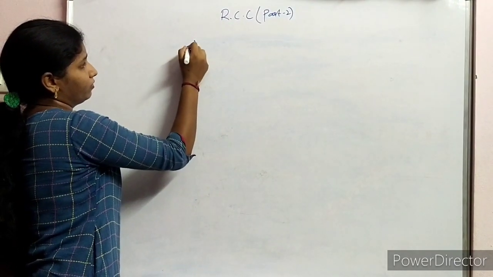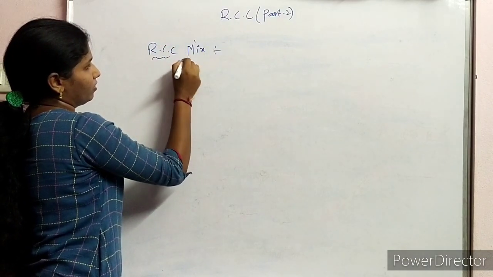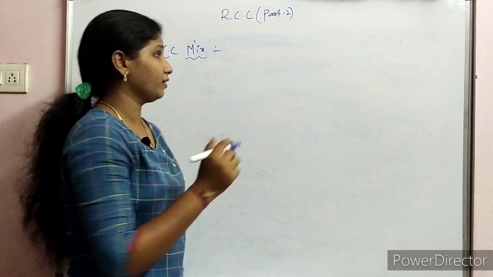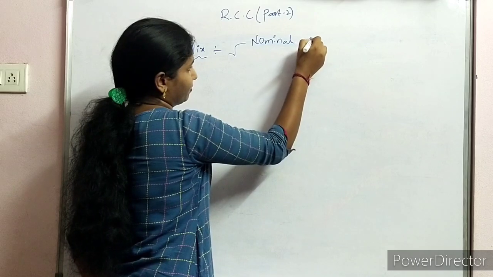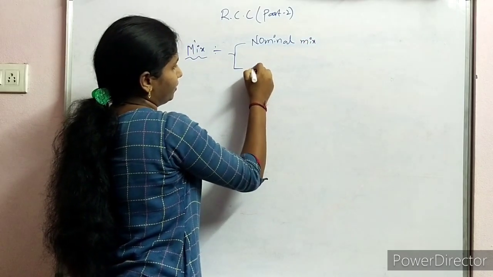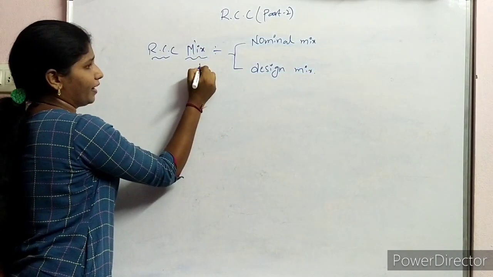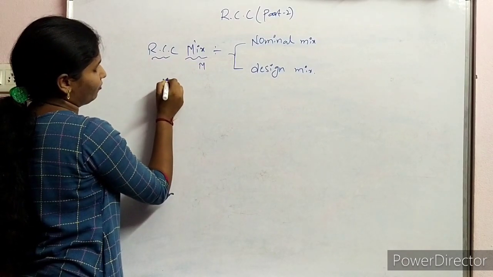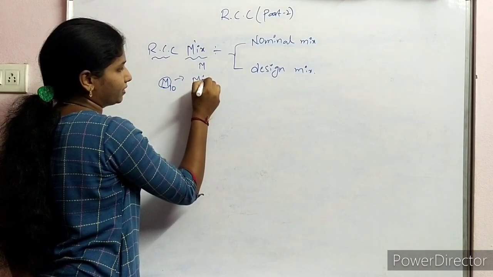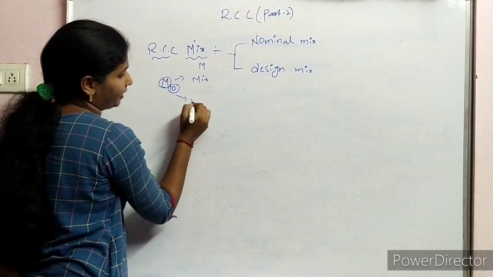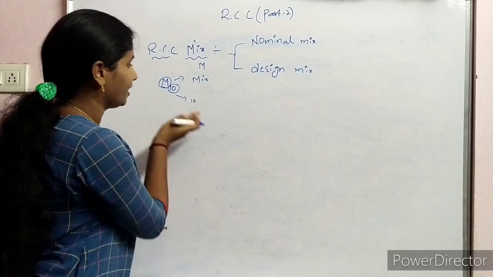Now we will know about the RCC mix. RCC mix is designed by two methods. One is nominal mix, another one is design mix. Mix is denoted by M. Suppose it is noted as M10, here M is for mix. Here 10 is the characteristic compressive strength of the cube tested at 28 days.